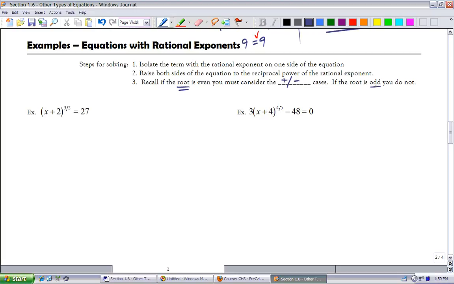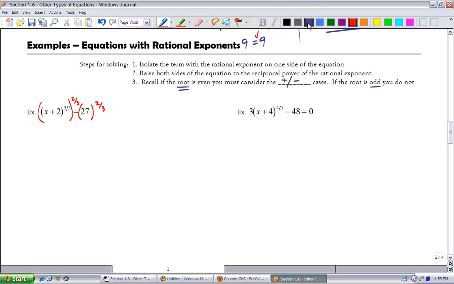Okay, so let's take a look at this first one here. If I have an equation, x plus 2 to the 3 halves power equals 27. In order to get rid of that 3 halves power, all I have to do is take both sides to the 2/3 power.